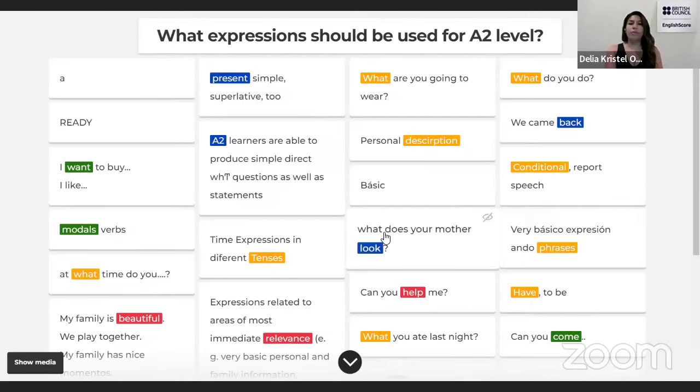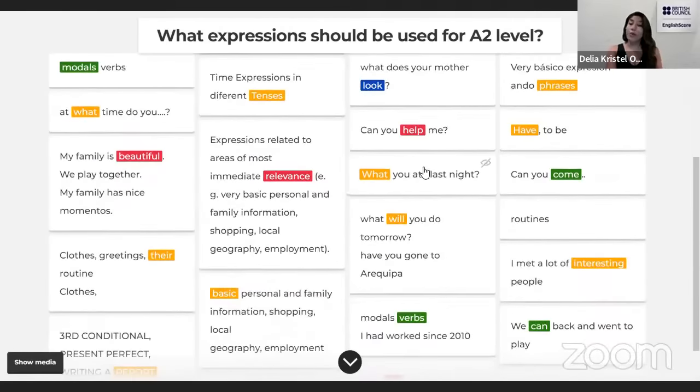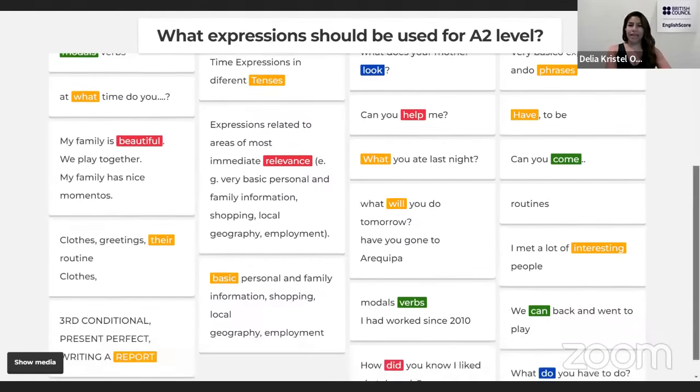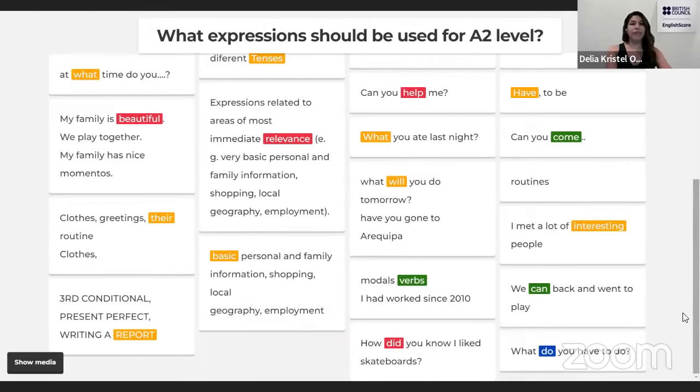What does your mother look like? I guess. Yes. What time do you wake up? I want to buy, I like. Yes. Can you help me? Very good. What did you eat last night? Okay. My family is beautiful. We played together. Yes. Okay. I guess that some of you have been sharing the expressions that we use in A2, the ones that you think you can use. And remember that the task was to use the booklet and to look in the booklet for the expressions for A2 level. Okay, remember, I am inviting you to check the expressions in the booklet.